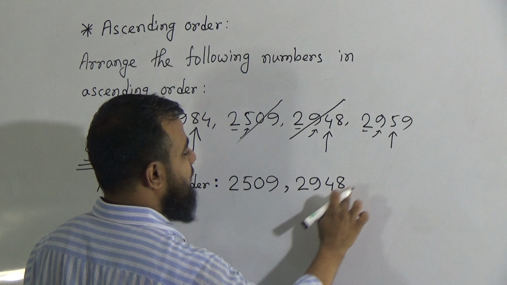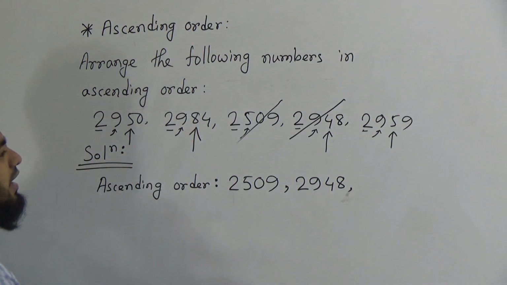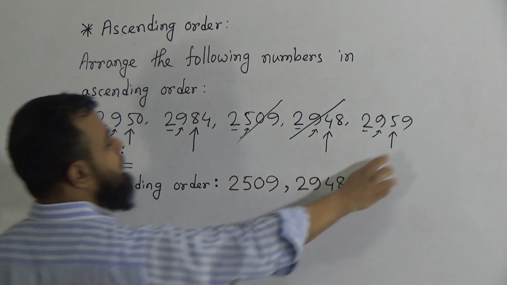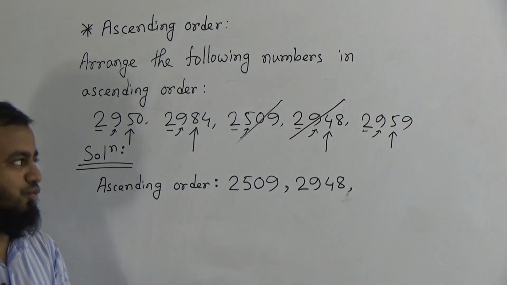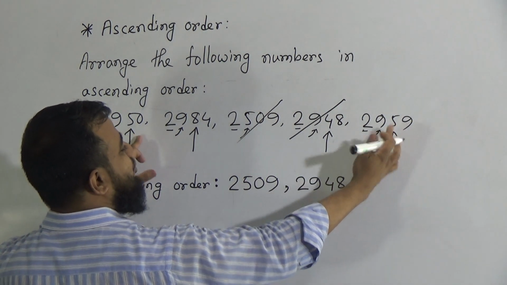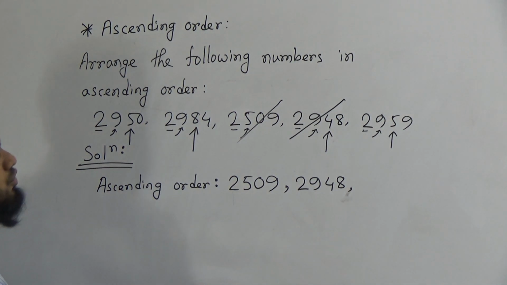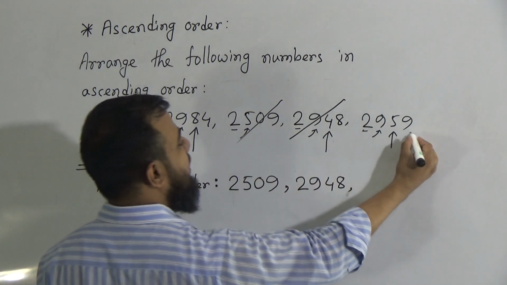After that we need to find out the next smallest number. Look, my dear students, among these next 3 numbers we have 5 in the tens place, 8 in the tens place, and 5 in the tens place. Among these 3 numbers, 5 is the smallest, but there are two 5s in the tens place. That's why we should go to the next place. That means we should go to the ones place. In the ones place we have 0 and 9.